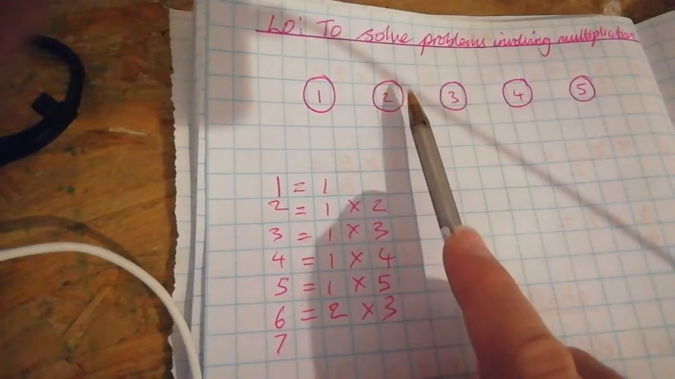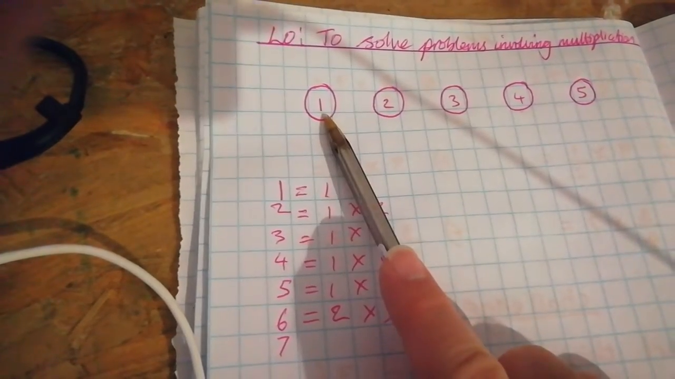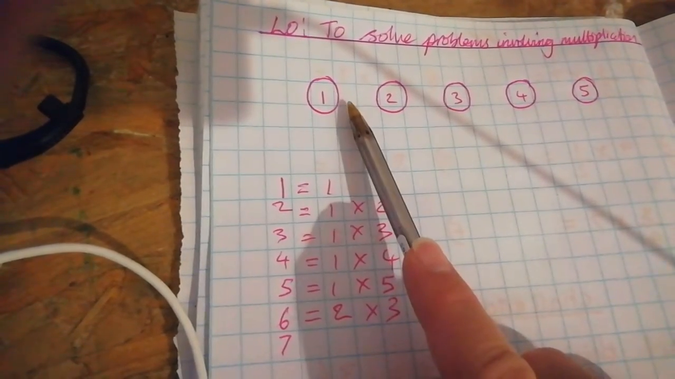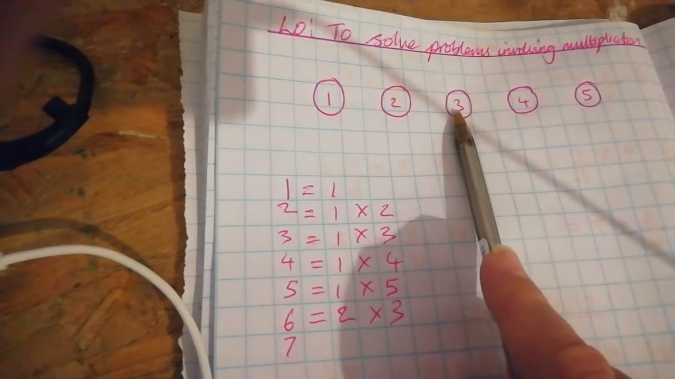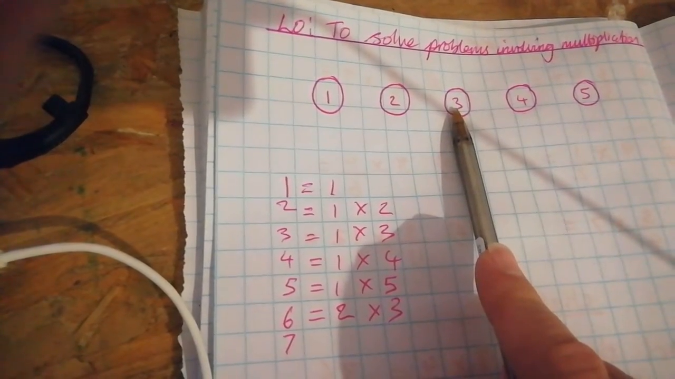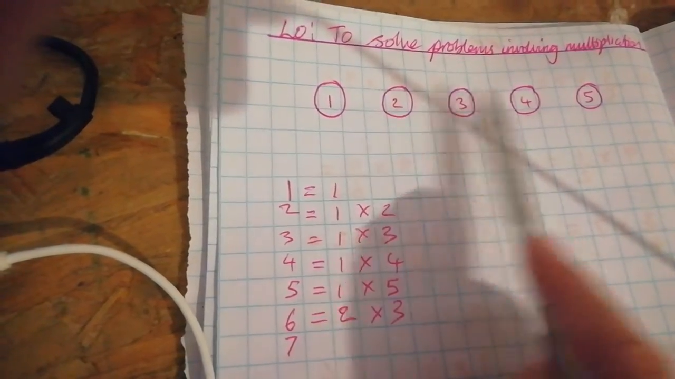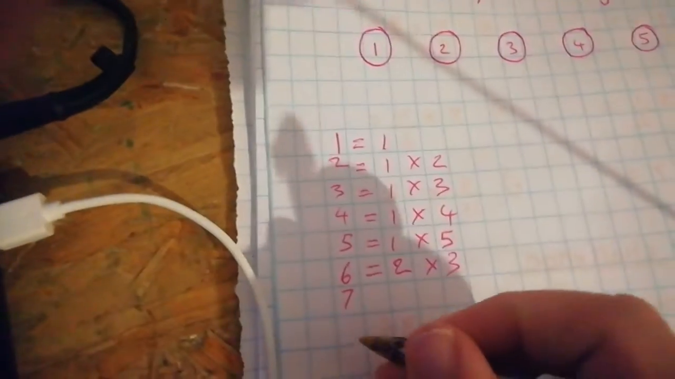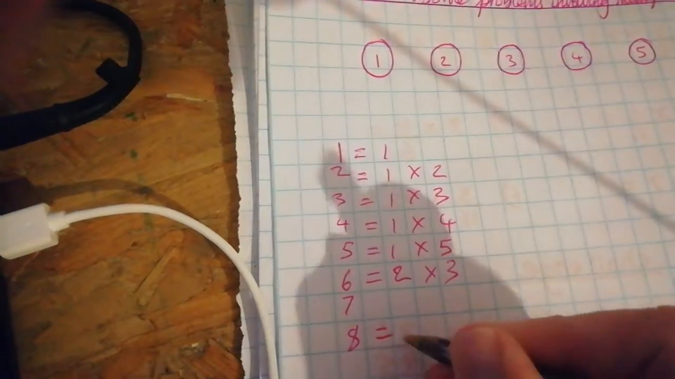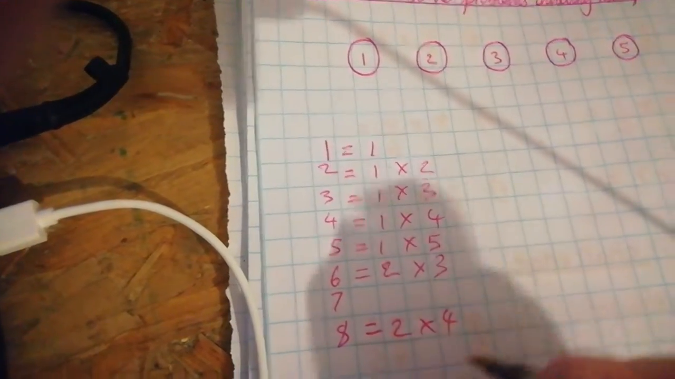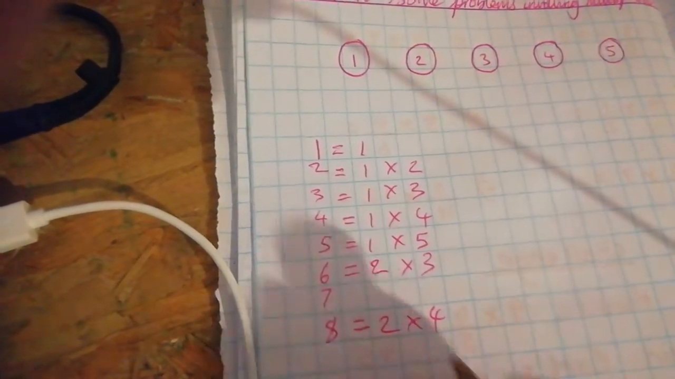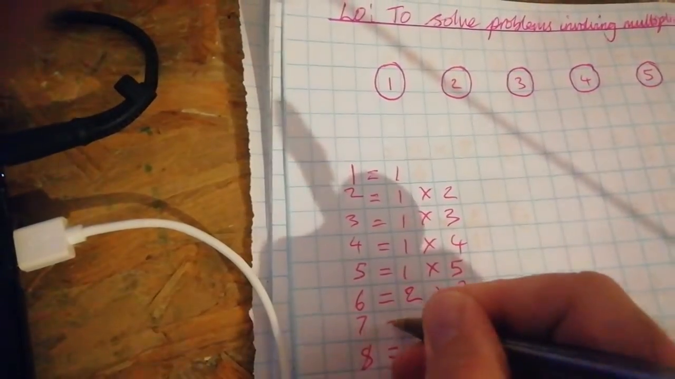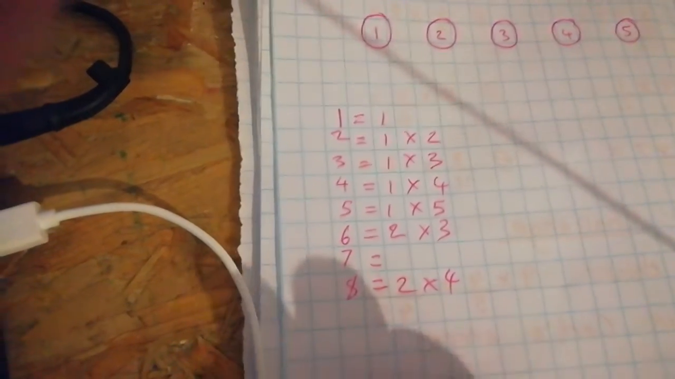So, 2 times 1 is going to be 2. 2 times 3 is 6. That's my closest. 2 times 4, that's 8. Before I forget then, I'll do 8. 2 times 4, that's 8. Can't seem to find this 7 for some reason.